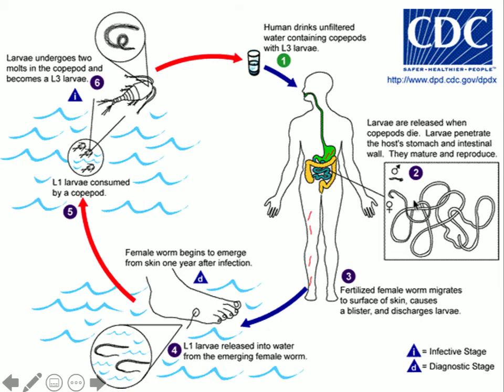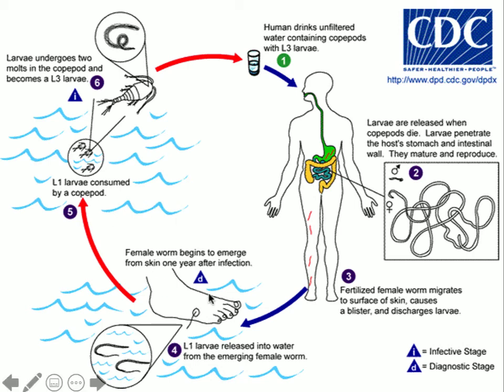They mature and they reproduce. Look at the difference in the female and the male. It is very rare that you're going to see the male. It's the tiniest little thing, and the female is this big long worm. The fertilized female worm will migrate to the surface of the skin, going through the subcutaneous tissues. These little red lines show it migrating from the intestinal mucosa down here, where it causes that blister. And when the blister bursts, the larvae are released, so it lays live larvae, which is also kind of unique.